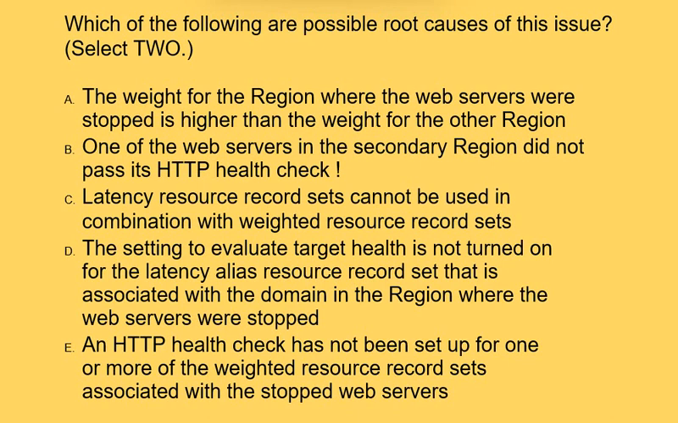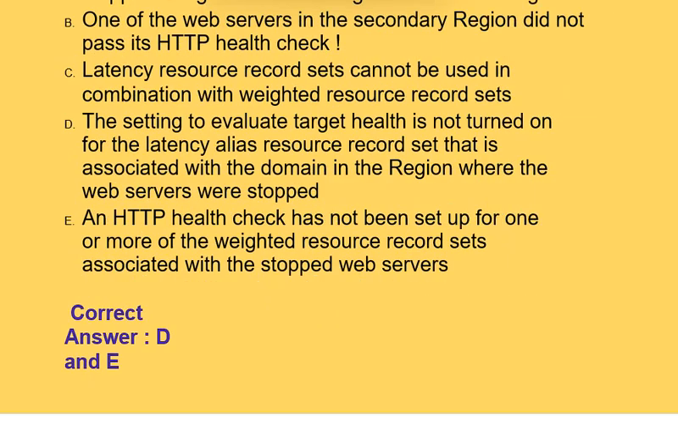Option D, the setting to evaluate target health is not turned on for the latency alias resource record set that is associated with the domain in the Region where the web servers were stopped. Option E, an HTTP health check has not been set up for one or more of the weighted resource record sets associated with the stopped web servers. Correct answer is option D.